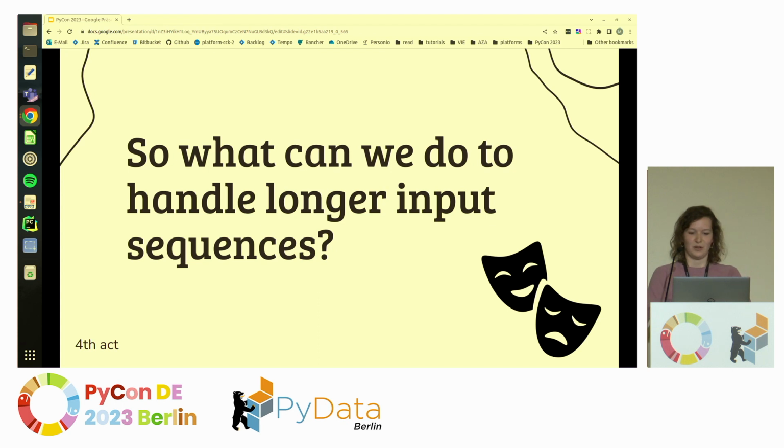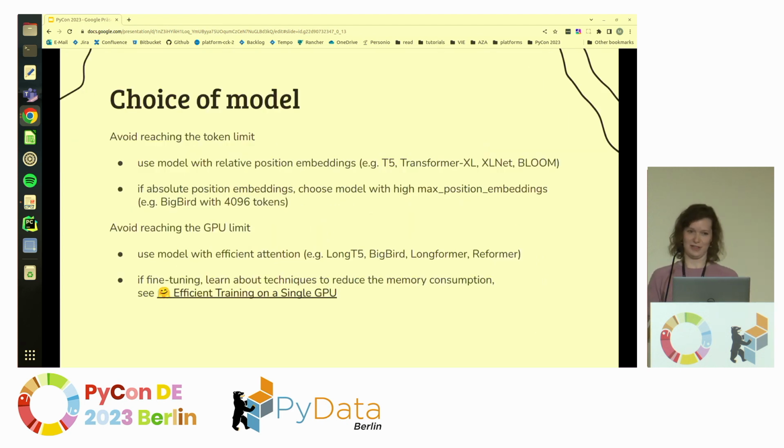Okay, so here we are. We have a lot of great models that unfortunately don't work on long sequences. So what can we do in practice? I would say my first recommendation is to be smart in your choice of model. So if you have long sequences and you want to avoid a fixed token limit, for example, 512, I recommend you to use models with relative position embeddings. Example architectures for that are T5, Transformer XL, XLNet, and Bloom.